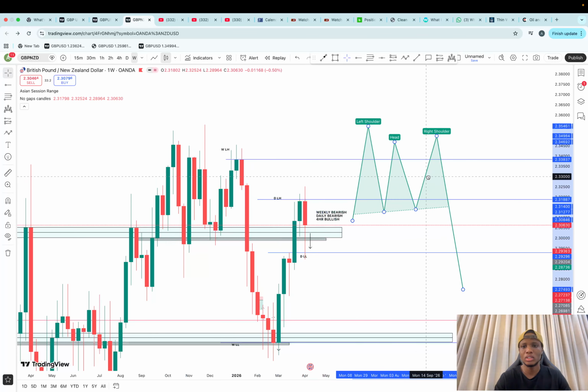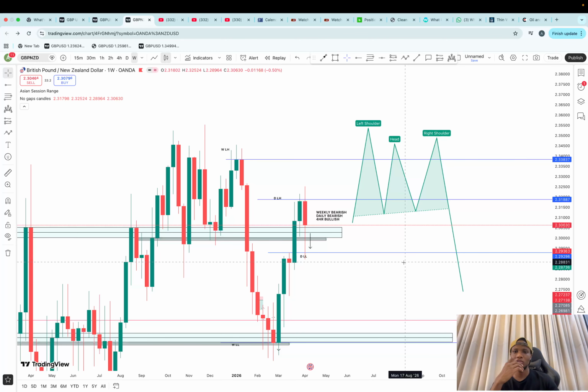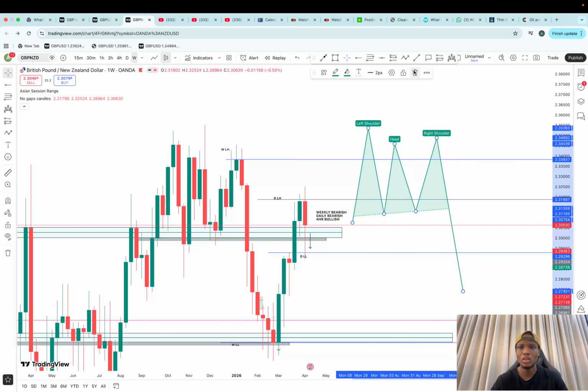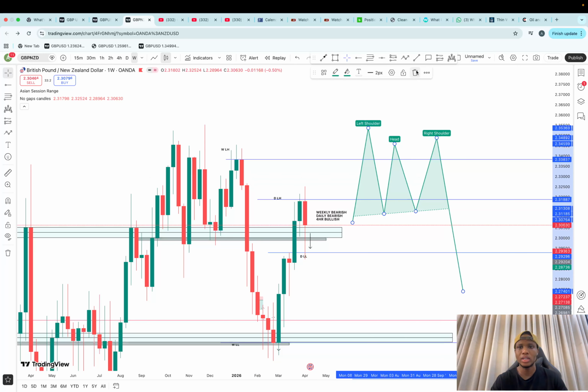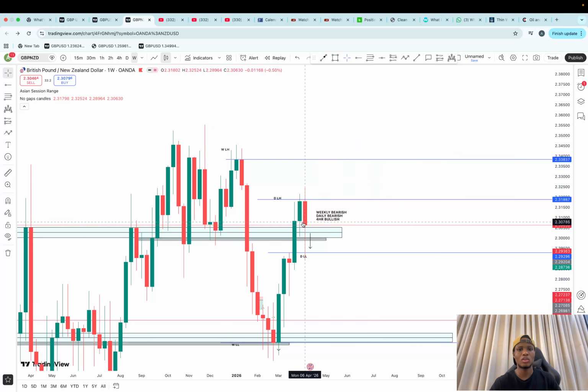Okay, this looks really beautiful and straightforward. So now what I'm waiting for right now is this breakout and the retest to continue the market, to set the market to the downside. Now on the weekly, we are already having that retest and we have a bearish engulf on the weekly.